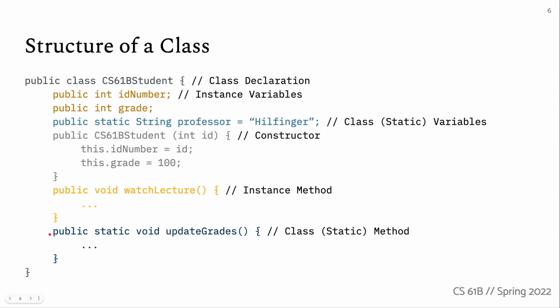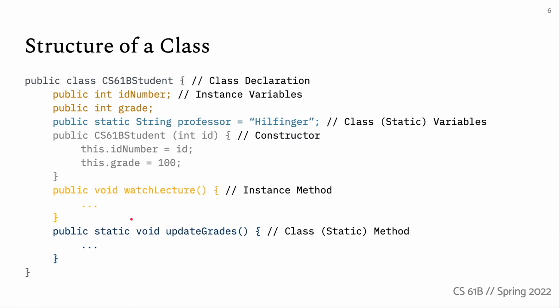And these affect the entire CS61B student class. An example here, maybe updating grades, you know, maybe it sets the Hilfinger variable to something else for some reason. I don't know. Whatever it does, it does for the entire class. Static variable methods can only impact static variables. They don't have access to the individual instance variables of any instance. They only have access to the static variables.